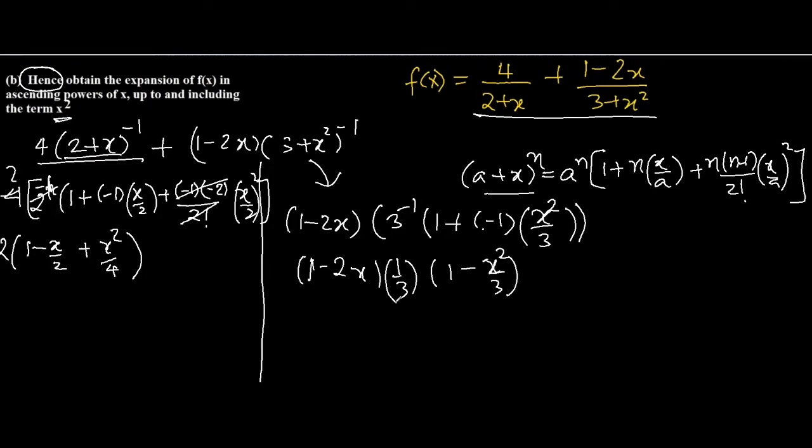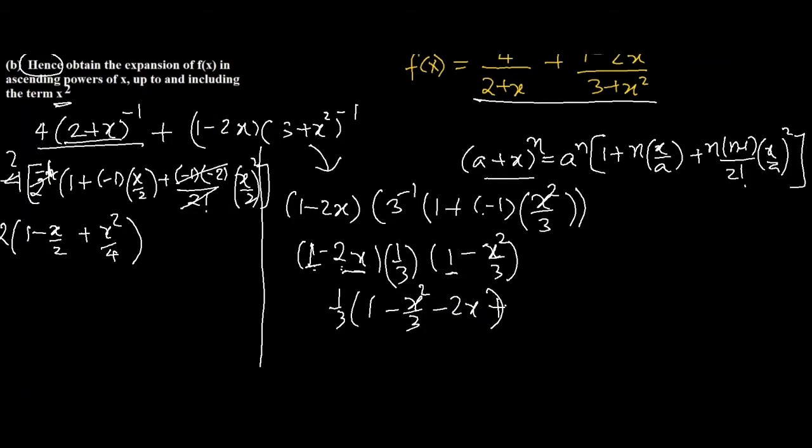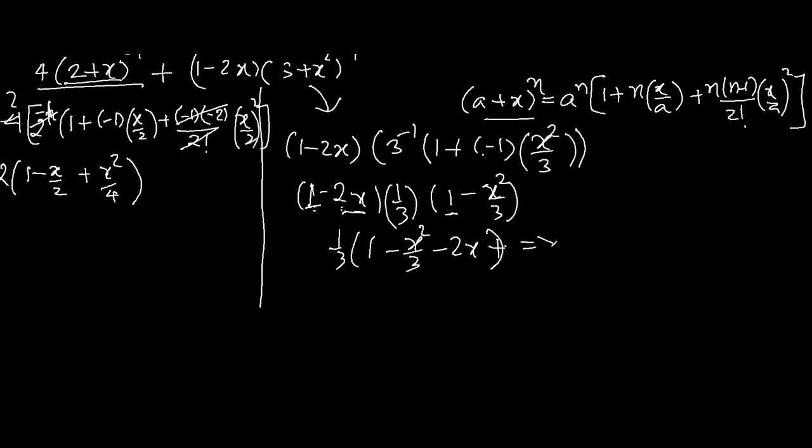Now 1/3 we will keep aside. 1 multiplied by 1 will be 1. 1 multiplied by minus x squared over 3. Then minus 2x times 1 will be minus 2x. And then it will be 2x cubed over something, so we'll not write that one, because it's x cubed, which is crossing x squared. So that becomes 1/3 minus x squared over 9 minus 2x over 3.